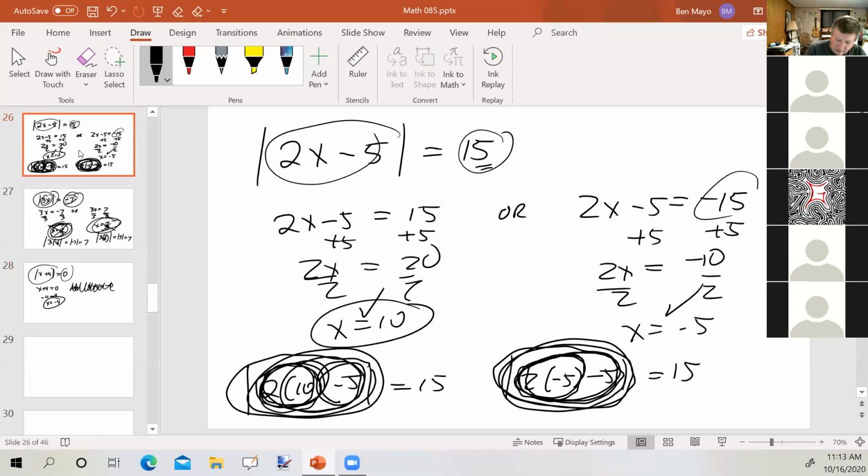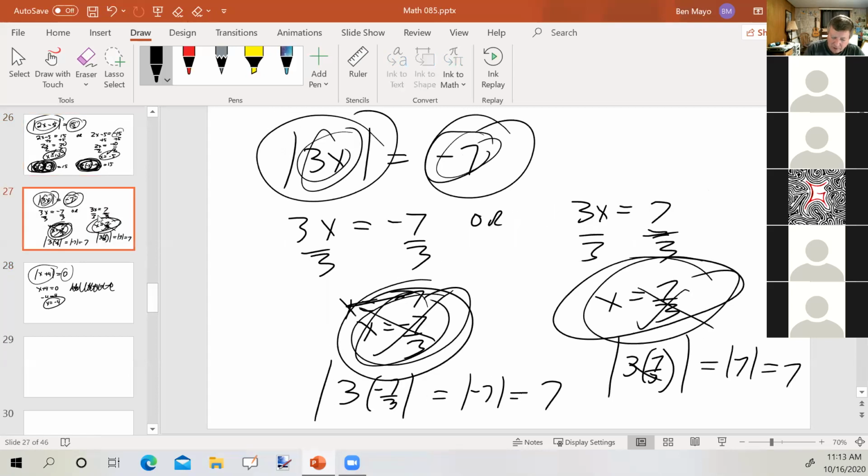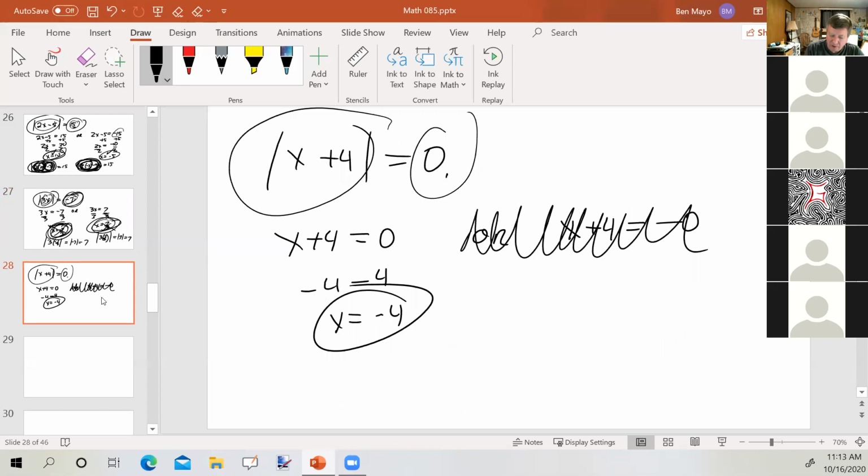So if you've got an absolute value equal to a positive number, there's the potential for two different solutions. If you've got it equal to a negative number, there's going to be no solution, but there's going to be two potential solutions. You find them and then say, they aren't going to work. If it's equal to 0, you're going to have just one solution.